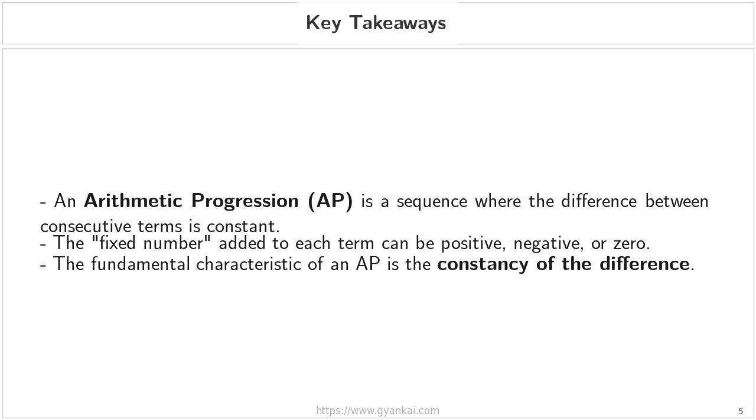The fundamental characteristic of an AP is the constancy of the difference. If that difference changes even once, you are no longer dealing with an arithmetic progression. Now that we have worked through several examples and learned how to verify a sequence step by step, let's pause and summarize the most important points from today's lesson.